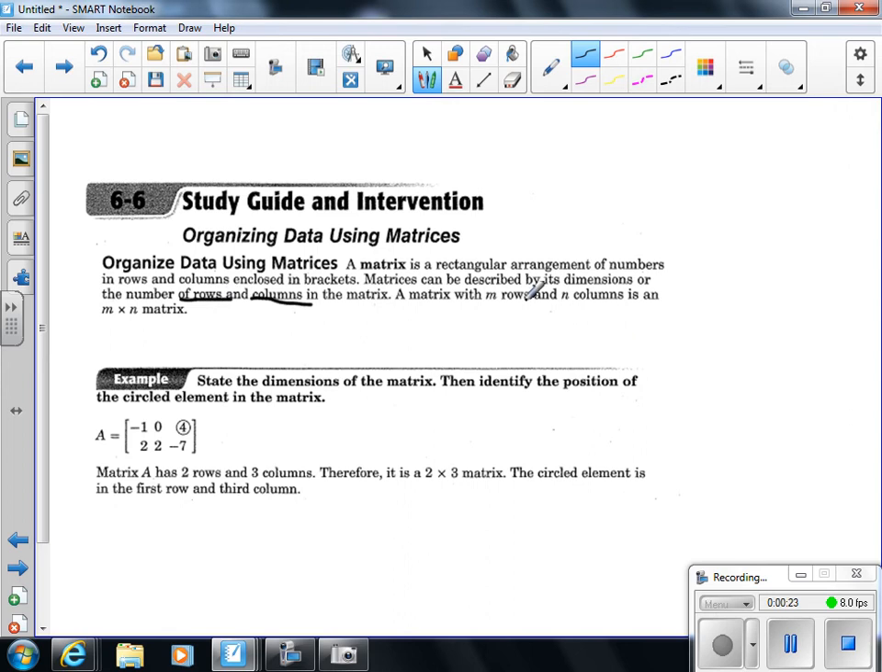A matrix with a certain number of rows and a certain number of columns is called an M by N matrix. So you always go rows first and then columns.